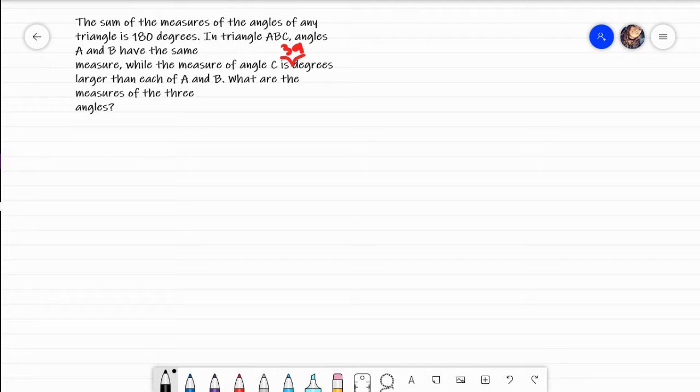This one says the sum of the measures of the angles of any triangle is 180 degrees. In triangle ABC, angles A and B have the same measure, while the measure of angle C is 39 degrees larger than each of A and B. What are the measures of the three angles? Okay, so there's a few important things here.